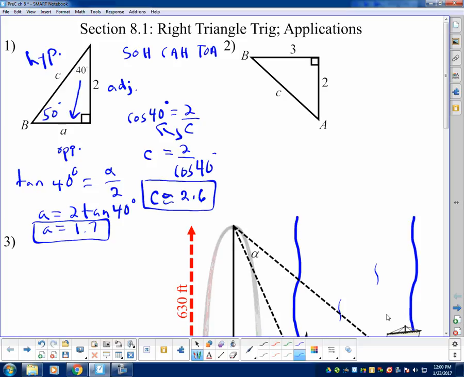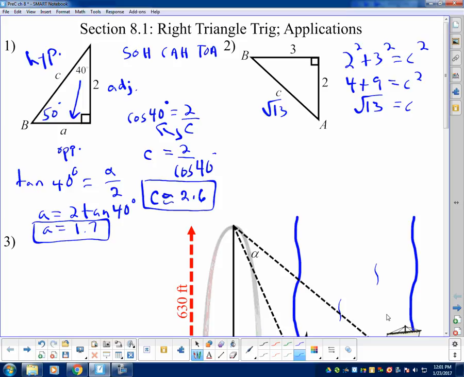All right. Number 2, we are given 2 of the sides, and we only have that one right angle. So to find the third side, probably the easiest way is just Pythagorean theorem, right? So 2 squared plus 3 squared equals C squared. 4 plus 9 equals C squared. So C equals root 13. So root 13 is our C.